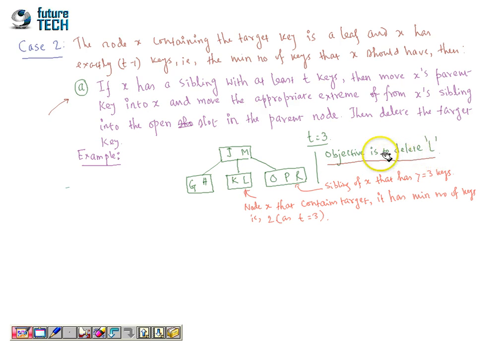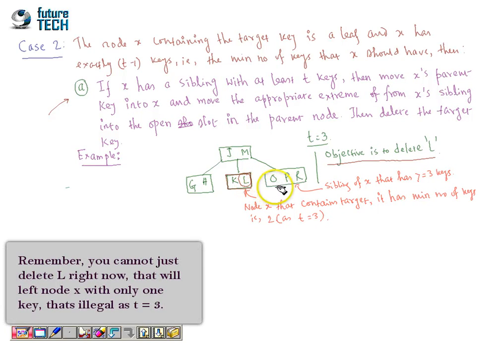We first need to look at L. L is here in this node, so this is the node X that contains the target. In order to delete L, since this node contains only 2 keys, which is the minimum a node should have for T equal to 3, we need to find a sibling of this node which has greater than or equal to T keys, that is 3 keys, and we have got one here. This sibling of X has 3 keys.